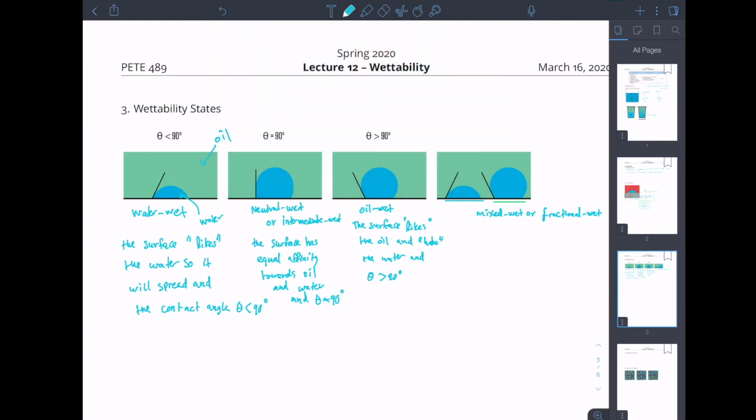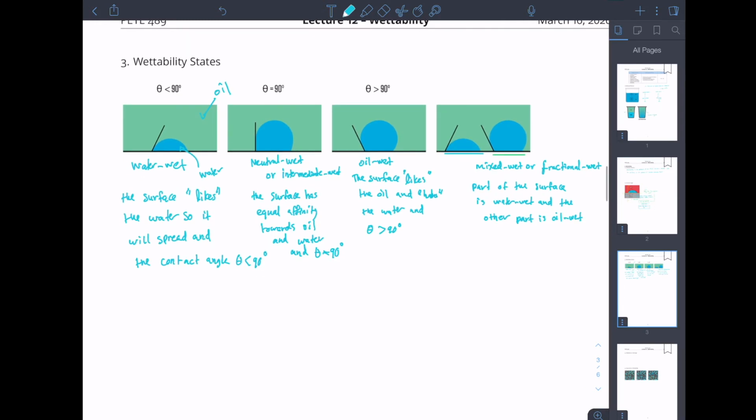So to define it, part of the surface is water wet and the other part is oil wet. Okay, and most people actually confuse mixed wet with neutral wet. Neutral wet is when the system has equal affinity to both, while in mixed wet, part of the system likes the water and part of it likes the oil.